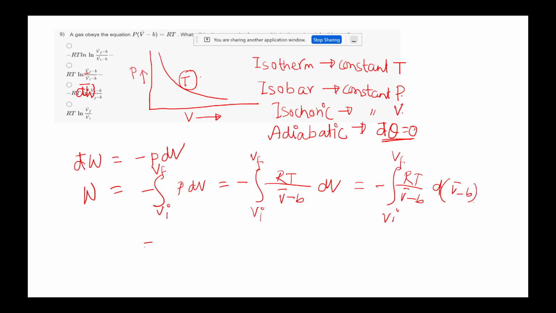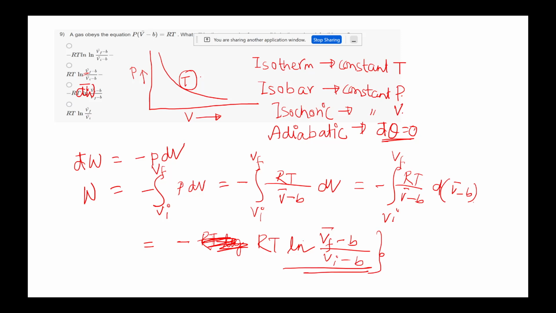So this will give you dx by x, which is log x. So minus RT ln, sorry, minus RT ln of (Vf minus b) over (Vi minus b). So this will be the first option. Okay, quite easy.